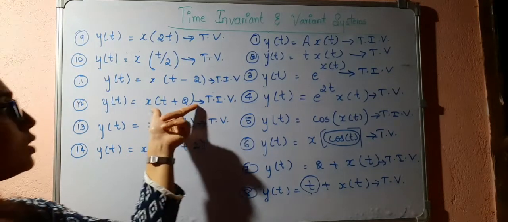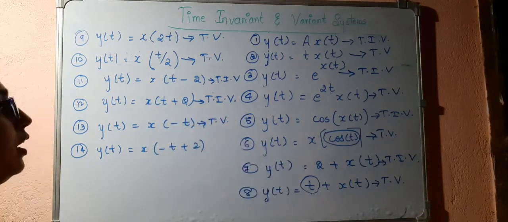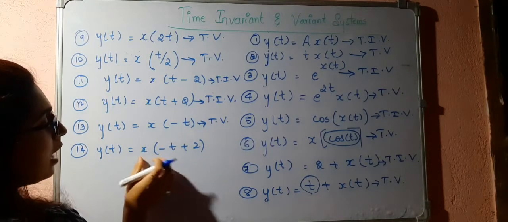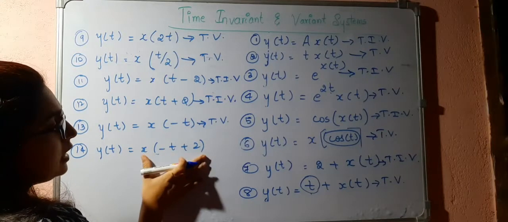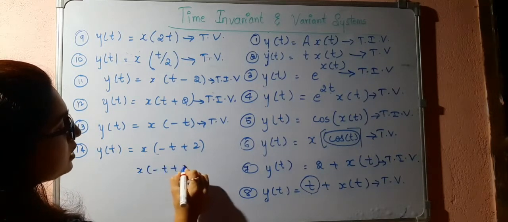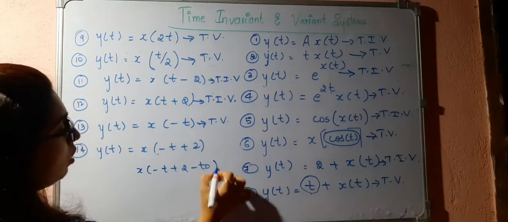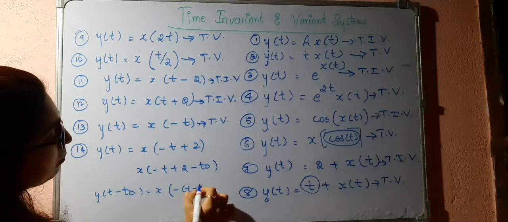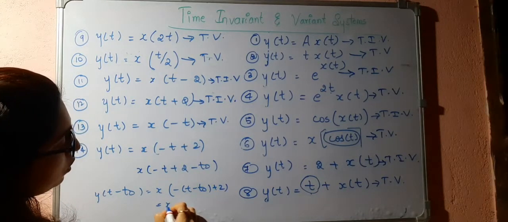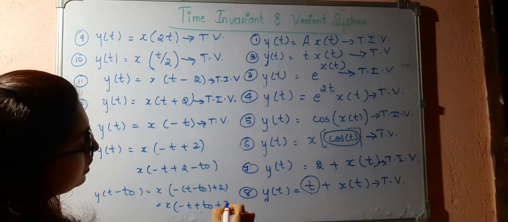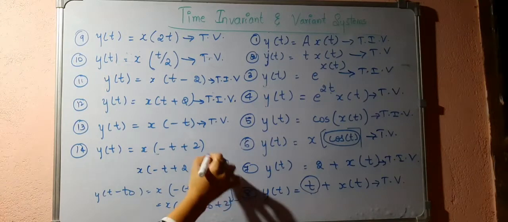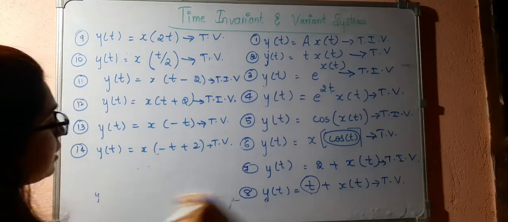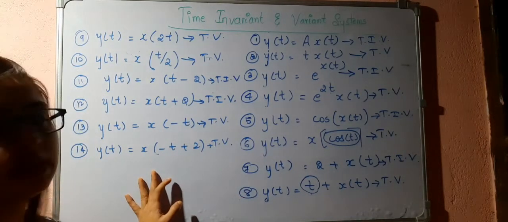So 14th one, y of t is equal to x of minus t plus 2. So we saw that x of t plus 2 is time invariant, but what is in the case of x of minus t plus 2? In this case, if I pass this signal through a delay, I will be getting minus t plus 2 minus t naught. If I pass the output through the delay, I will be getting t minus t naught plus 2, which is equal to x of minus t plus t naught plus 2. So these both are not equal. So this is the time variant system. So whenever there is a reversal, it becomes time variant.